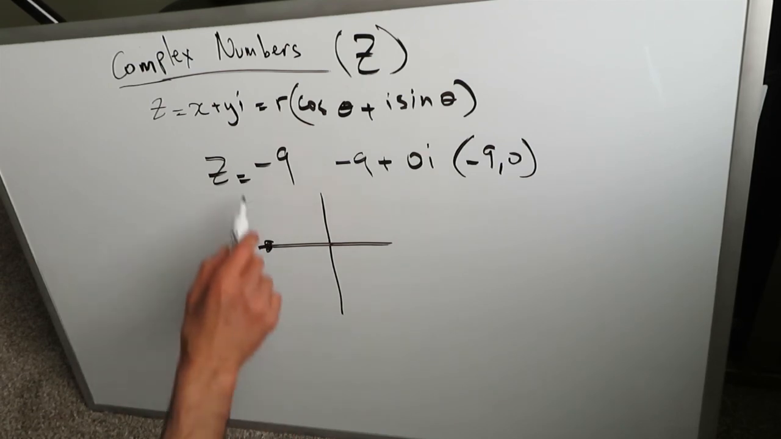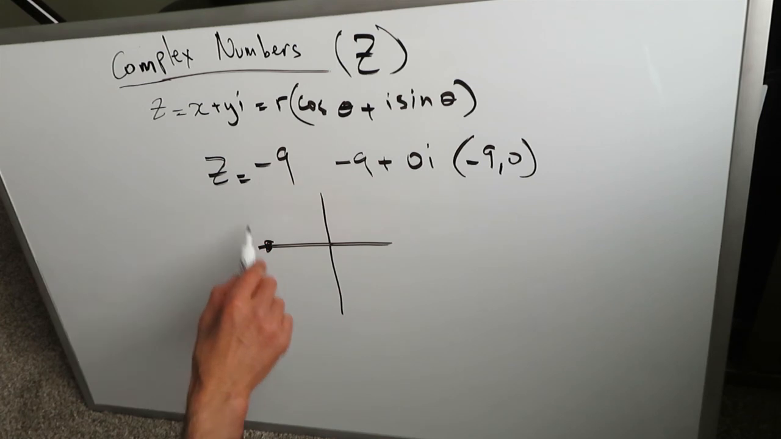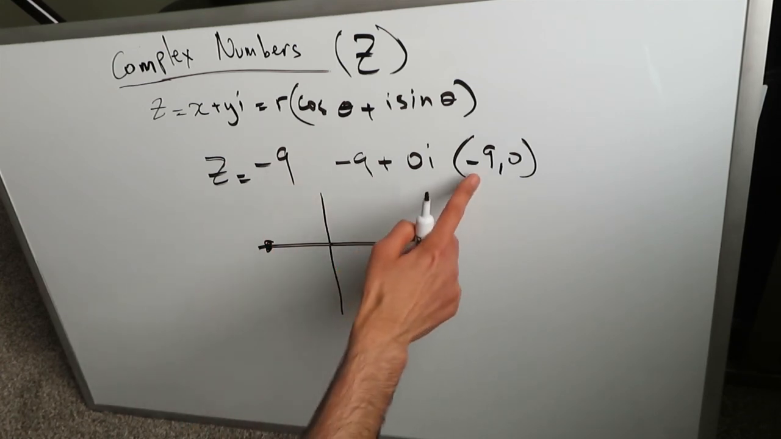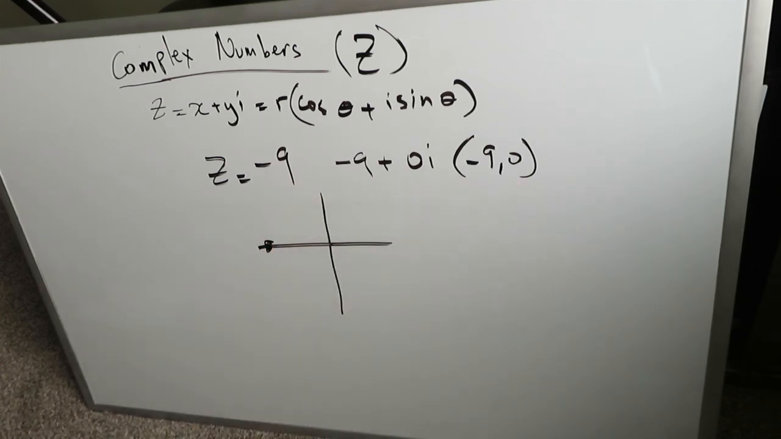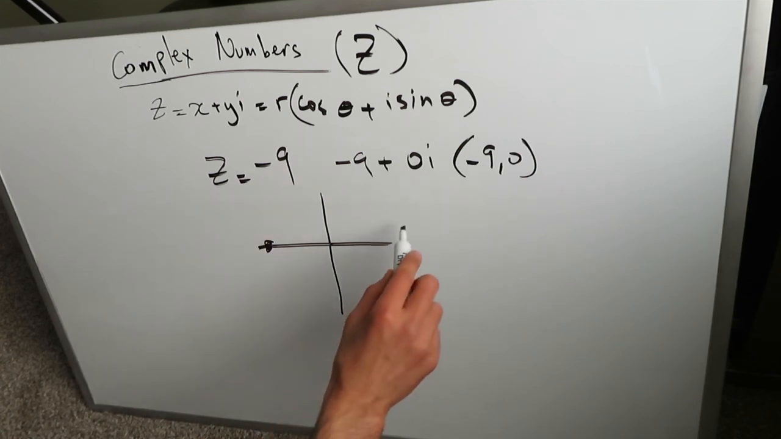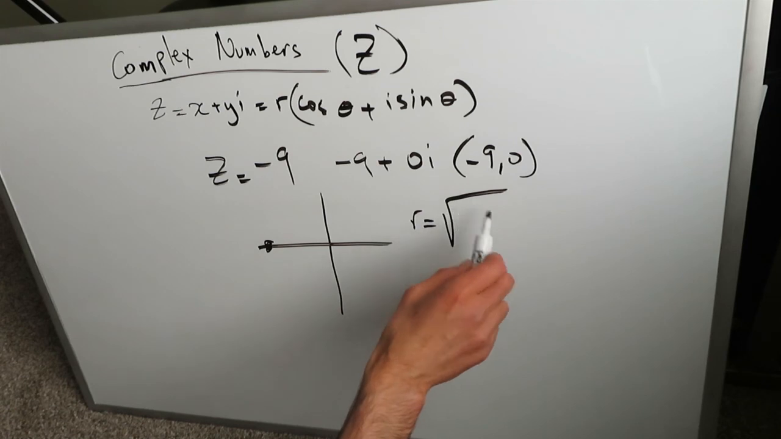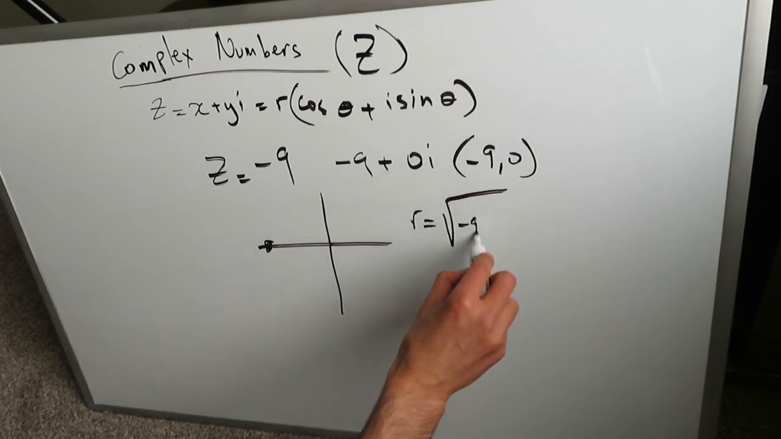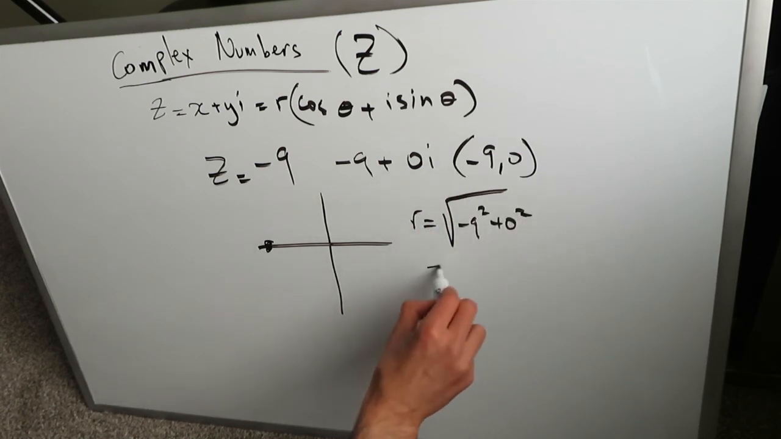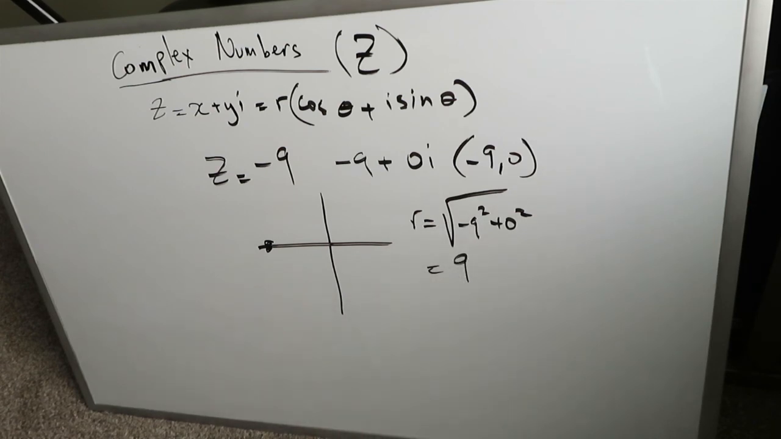You can't draw a triangle here because you have no second dimension. You only have one dimension. You don't have the second dimension in terms of graphing. You got to determine r first. The r is always the square root of the real component squared plus the imaginary component squared. Minus 9 squared plus 0 squared. Calculate this all out, you'll get a 9. That's your r value.